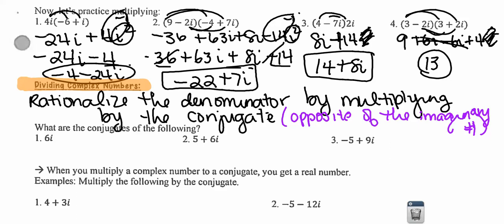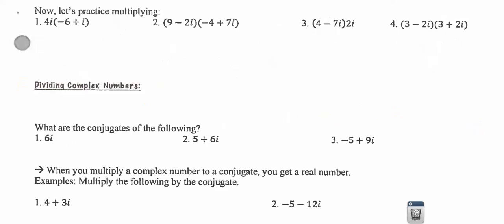I just want the opposite of 6i. The opposite of 6i is negative 6i because that's the only imaginary number. If I look at number 2, 5 plus 6i, the conjugate is just the opposite of the imaginary number. So it's just going to be 5 minus 6i. And if I look at number 3, the conjugate is going to be what? Negative 5 minus 9i. I'm just taking the opposite of the imaginary number. The conjugate is how I rationalize the denominator when it's imaginary.